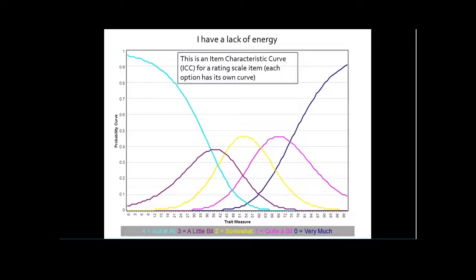So here's the item characteristic curve for a polytomous item. Remember, we had that nice simple curve before for an ability item, and I showed you that for 1, 2, and 3 parameter item response. It was a simple curve, kind of looked like this blue curve here. Well, it turns out for a polytomous item, we have a different curve for every single response.